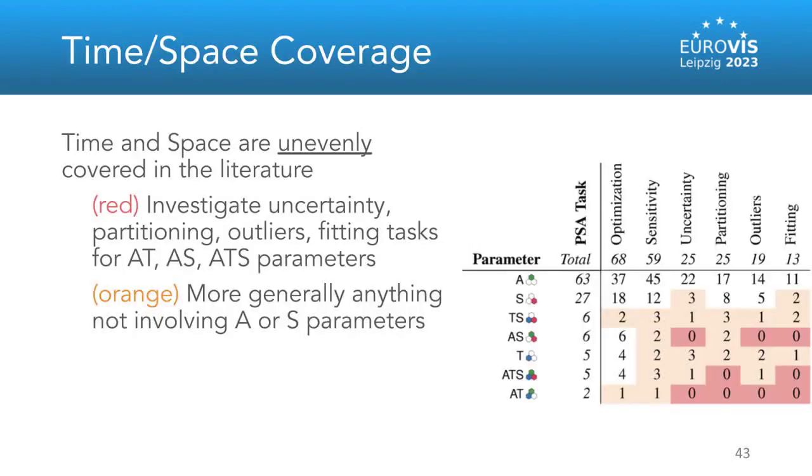Now to challenges from our survey that are not also in the other survey. For one, we found that the time, space characteristics are unevenly covered in the literature. On the right you see a contingency table of parameter characteristics and analysis tasks. For cells highlighted in red we didn't find any papers and only a few for cells highlighted in orange. Generally it seems that parameters that are not just spatial or abstract are under-researched.